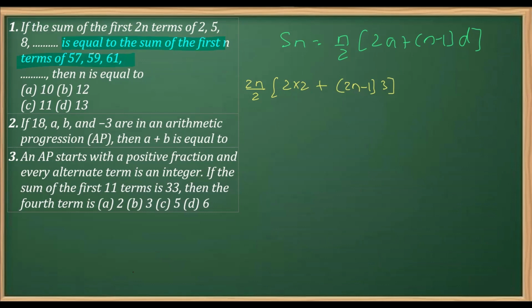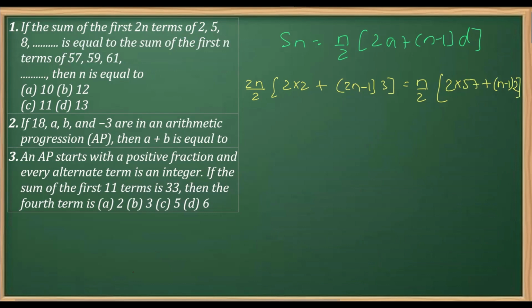So it will be again, n is n, so n by 2. As you can see over here, n is n only. Bracket 2 times a, and a is 57, so 2 into 57, plus n minus 1, n is n minus 1. And how much is d? D you can figure out from here. D is this minus this, that is 59 minus 57, that should give you 2. So the d in this case is 2.